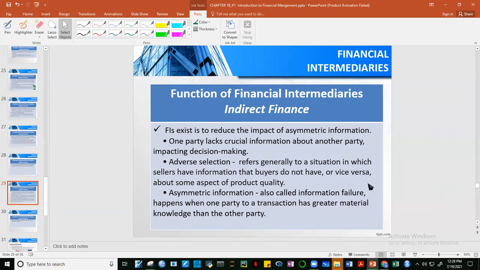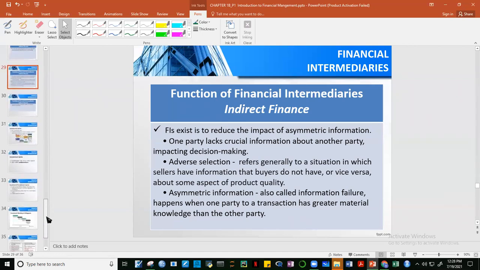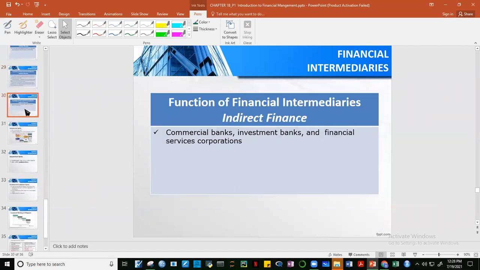Okay, ito yung sinabi ko kanina. Asymmetric information or information failure happens when one party to a transaction has greater material knowledge than the other party. Okay. All right. It's almost time. Tama-tama. Matatapos tayo nito, no?